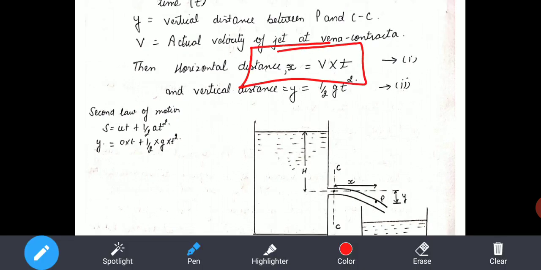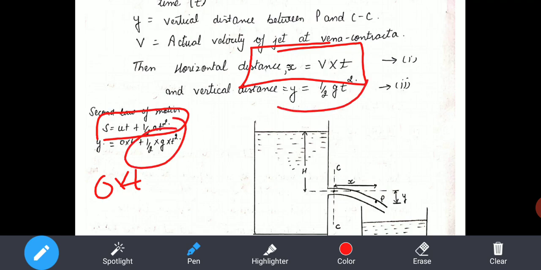And how can we obtain the vertical distance? In 10th standard, you studied the second law of motion, h is equal to ut plus 1 by 2 at square. Here we are considering the vertical distance, so we are not going forward. So the initial velocity here will be 0. So 0 into t plus 1 by 2 gt square. From here we obtain the value of y.